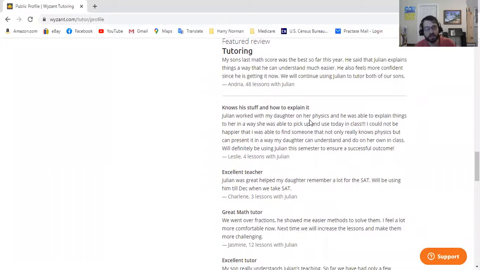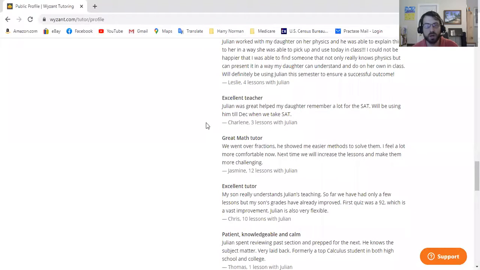Julian worked with my daughter on her physics, and he was able to explain things to her in a way she was able to pick up and use today in class. I could not be happier that I was able to find someone that not only really knows physics, but can present it in a way my daughter can understand and do on her own in class. We'll definitely be using Julian this semester to ensure a successful outcome.